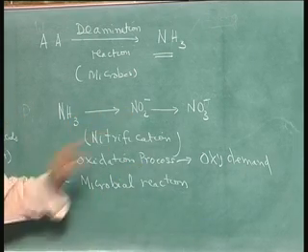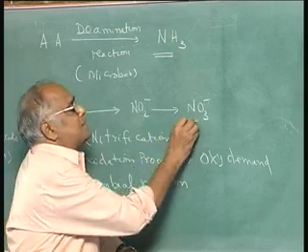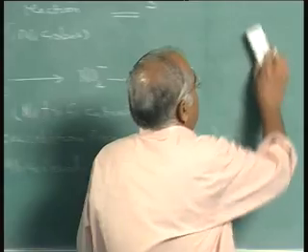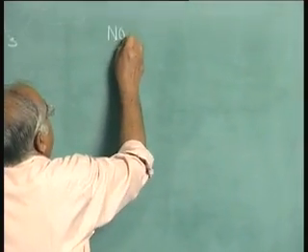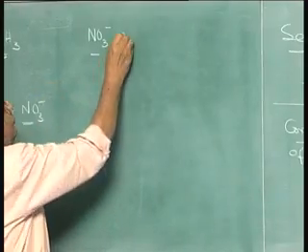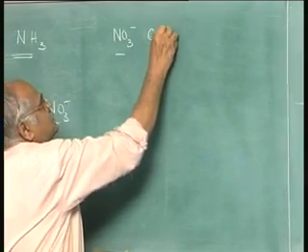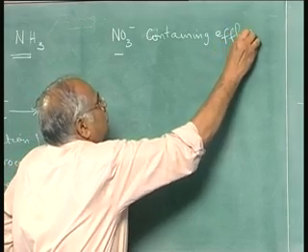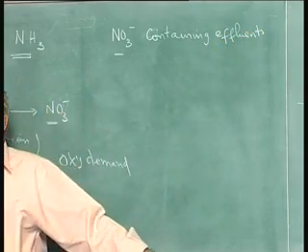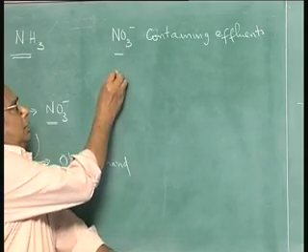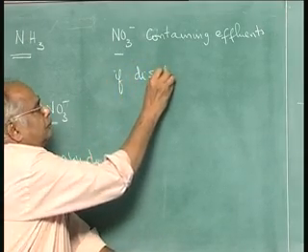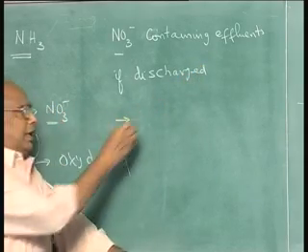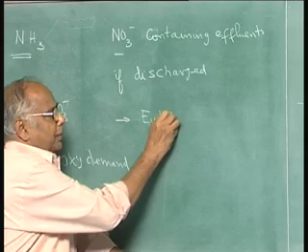So, after that, suppose the nitrate is present in the effluent. Suppose this oxidation takes place, nitrate is present in the effluent. Nitrate containing effluent, if it is discharged into the water, causes some problems. The problem that is caused is eutrophication of rivers.